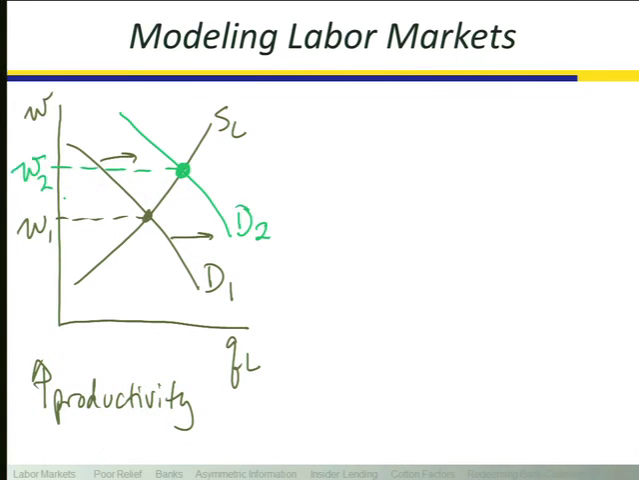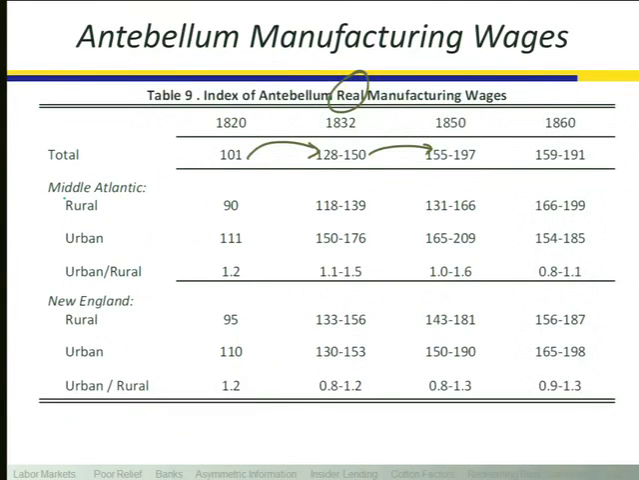The second thing that we can see in Table 9 is we've got comparisons here of Mid-Atlantic and New England, and we've got both urban and rural wages. And so we can look at the ratio of the urban wage to the rural wage, the ratio of urban to rural wages, and we can compare either over time or we can compare Mid-Atlantic to New England.